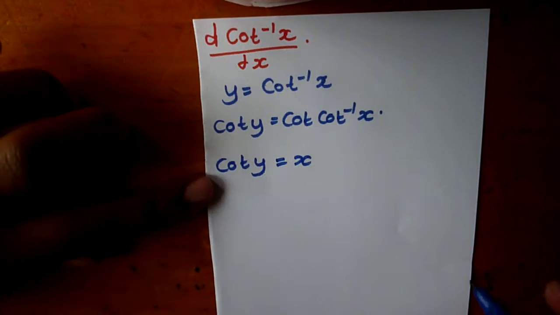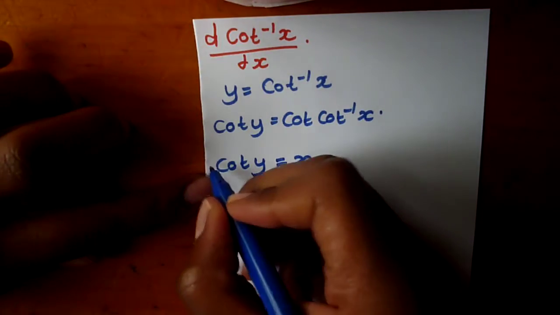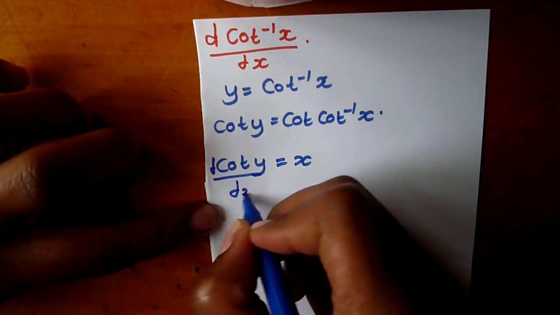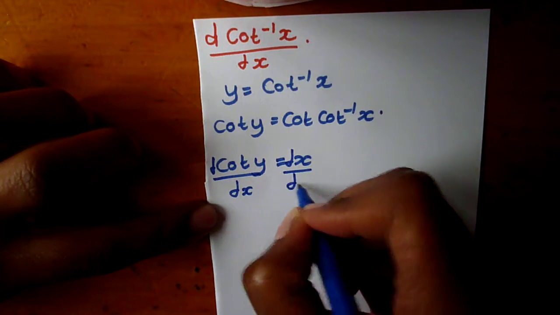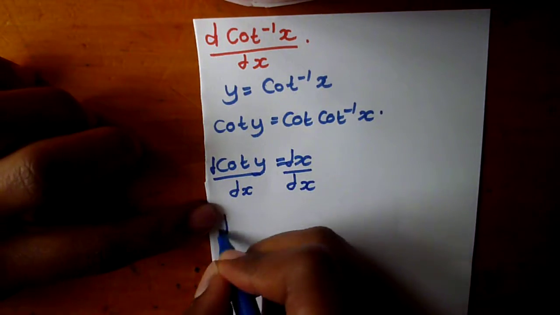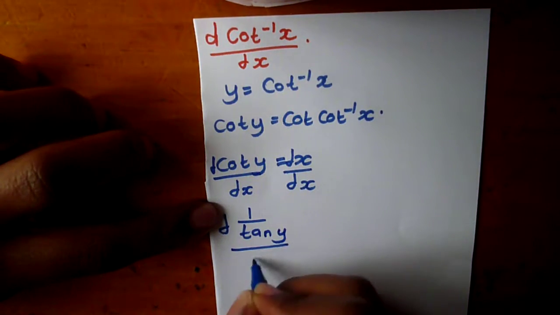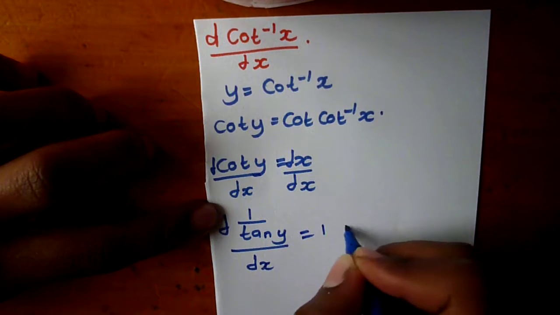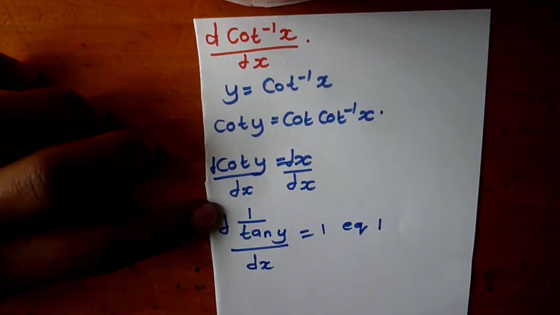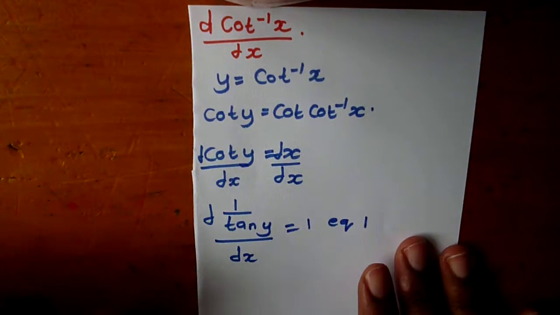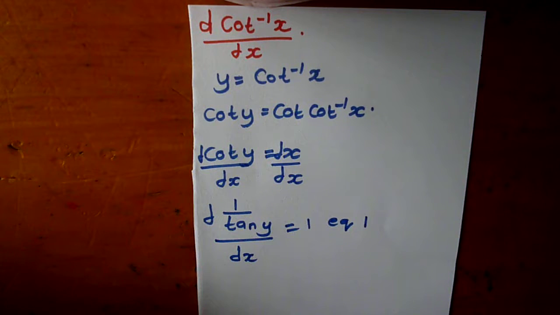Then from this point you just get the derivative on both sides with respect to x. So the derivative of 1 over tan y, which is the same as cot y, with respect to x is equal to 1. That's our first equation. From there, we're going to get our second equation using the quotient rule.